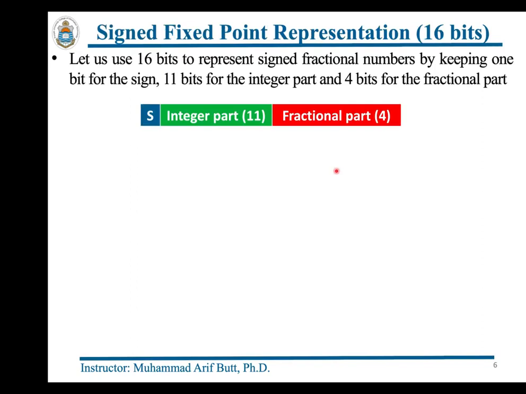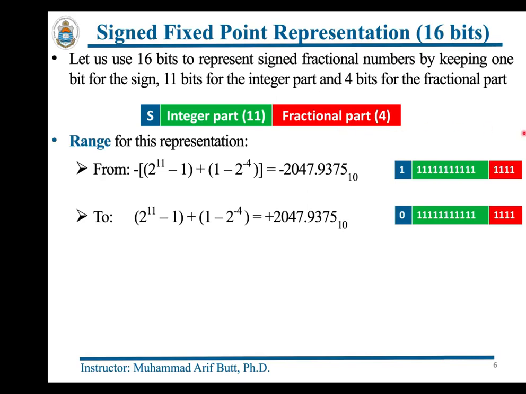Let us move ahead and talk about the fixed point representation using 16 bits, by keeping 1 bit for the sign, 11 bits for the integer part and 4 bits for the fractional part. Well, the range for this representation will be from minus 2047.9375 to plus 2047.9375, and I think you should be able to compute this.